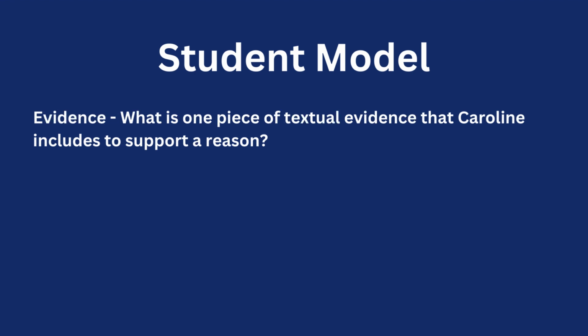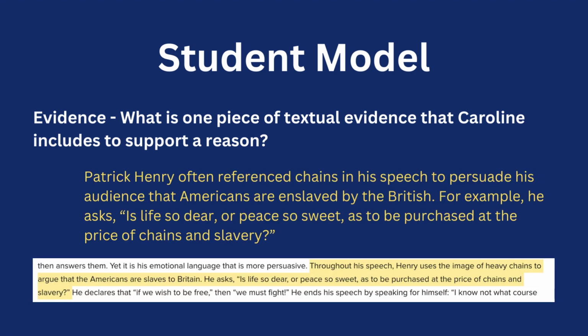Speaking of evidence, let's take a look at one piece of textual evidence that Caroline includes to support a reason. And once again, Caroline uses textual evidence throughout her essay, but one example can be found in paragraph 3. Patrick Henry often referenced chains in his speech to persuade his audience that Americans are enslaved by the British. For example, he asks, quote, "Is life so dear or peace so sweet as to be purchased at the price of chains and slavery?" That is great textual evidence.